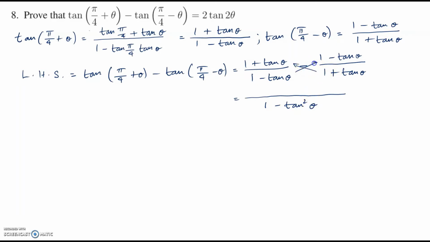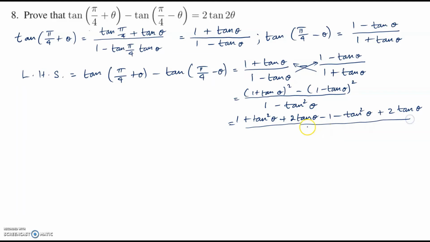And then cross multiplying, you would get (1 + tan θ)² − (1 − tan θ)². So further solving this, expanding this expression, you would get 1 + tan²θ + 2 tan θ, and expanding the other expression and multiplying with minus, you will get −1 − tan²θ, and inside the bracket will be −2 tan θ, minus into minus will be plus, so plus 2 tan θ, whole thing divided by 1 − tan²θ. Now the 1 and 1 will be cancelled. Tan²θ will get cancelled. So you're left with 4 tan θ divided by 1 − tan²θ.